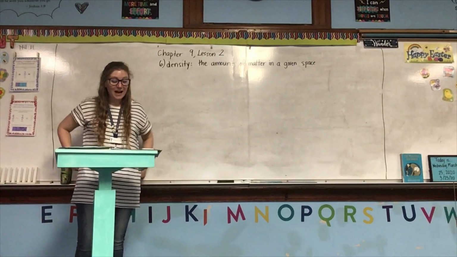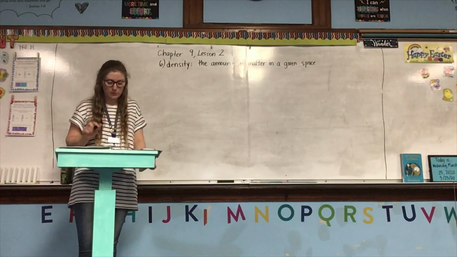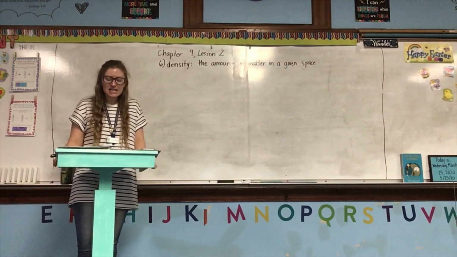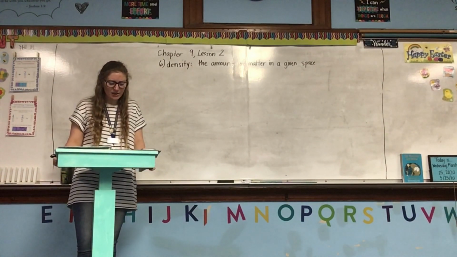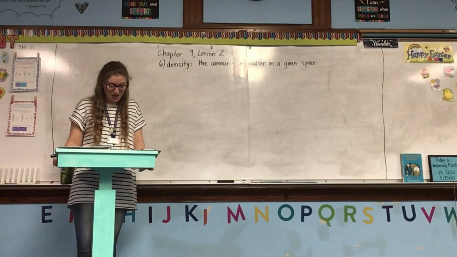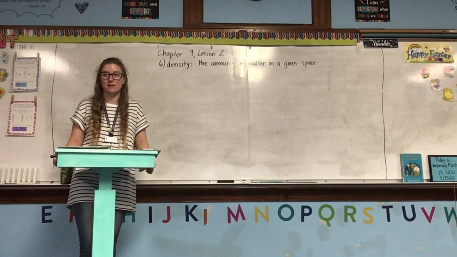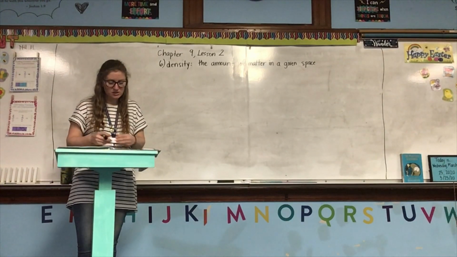Scientists define density as the amount of mass in a unit of volume. Density describes how tightly matter is packed together. To find the density of an object, divide its mass by its volume. If the mass is in grams and the volume in cubic centimeters, then the result will have units in grams per cubic centimeter. Now that sounds confusing, but it's really not.